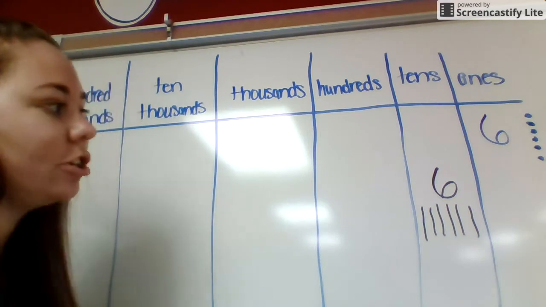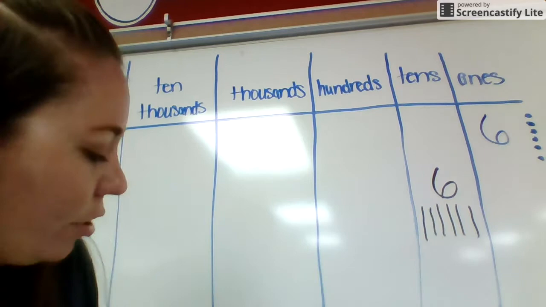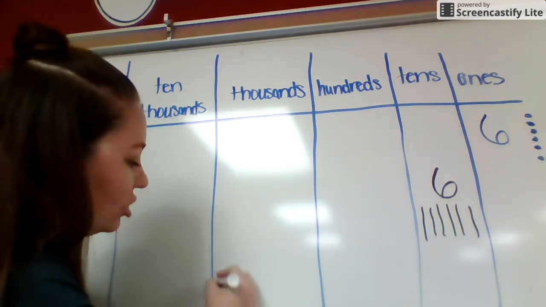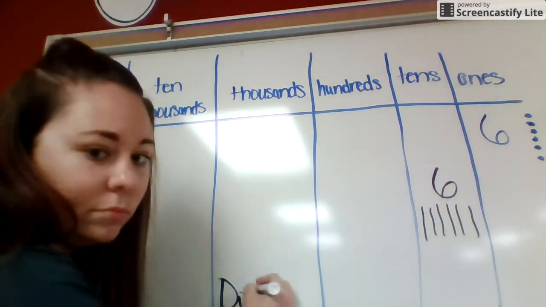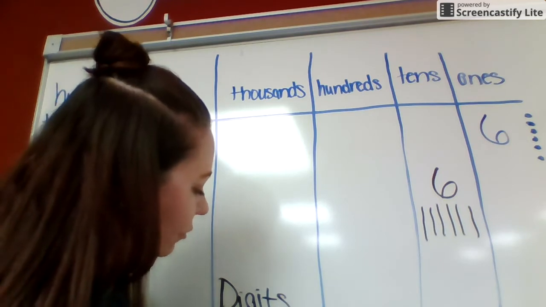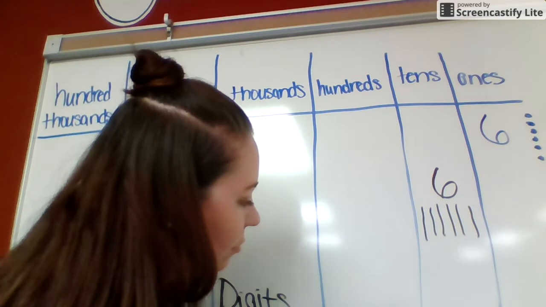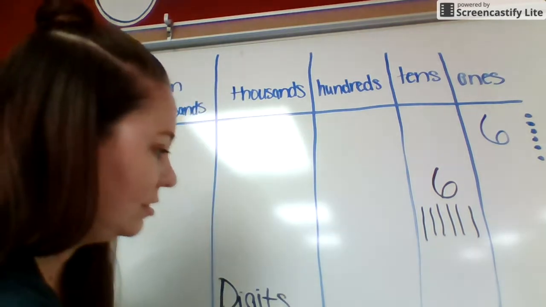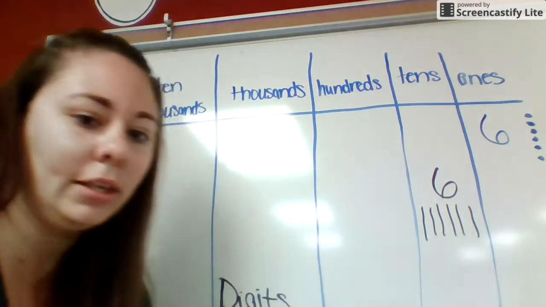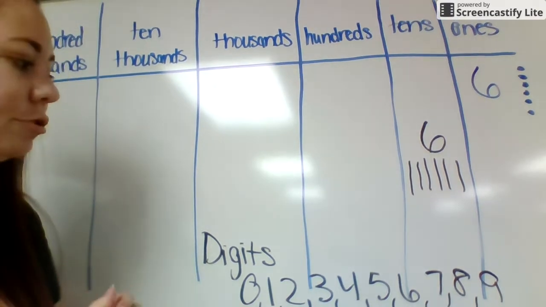I can use a place value chart to determine the value of a digit. A digit is the number 0, 1, 2, 3, 4, 5, 6, 7, 8, or 9. So my digits are 0, 1, 2, 3, 4, 5, and 6, 7, 8, and 9. I'll move that so you can see. There are 10 digits, 0 through 9.